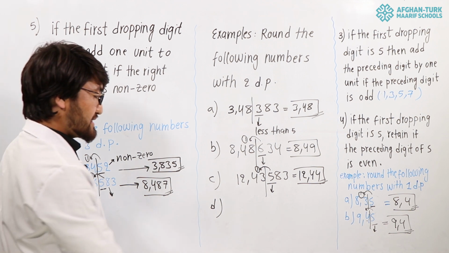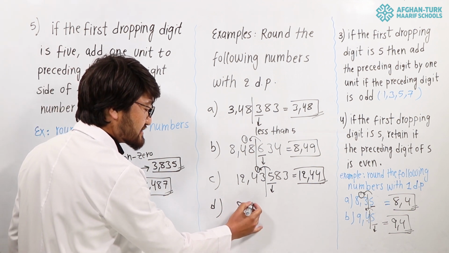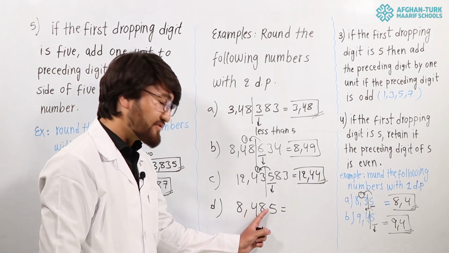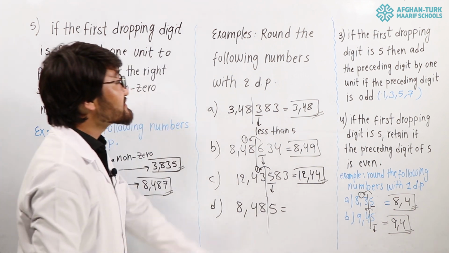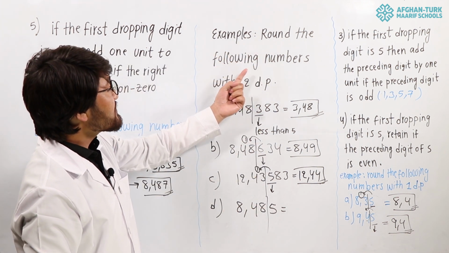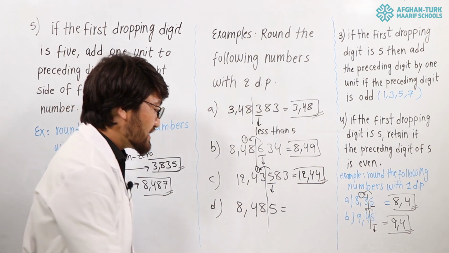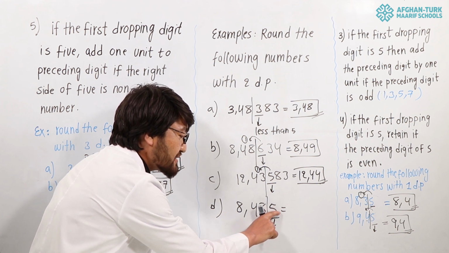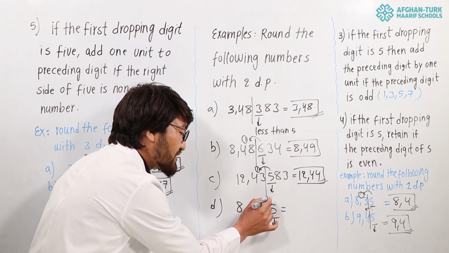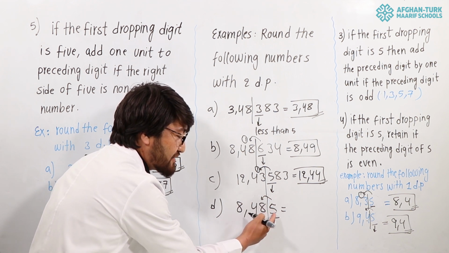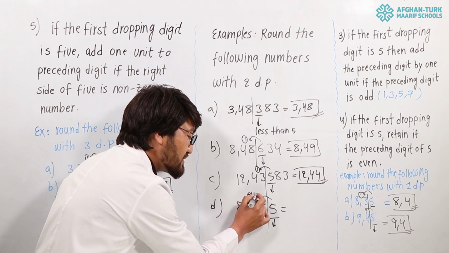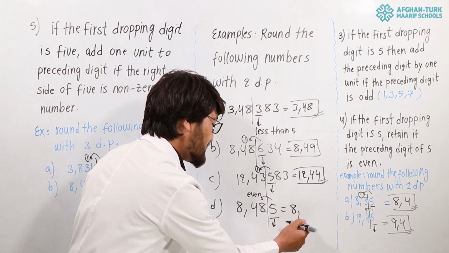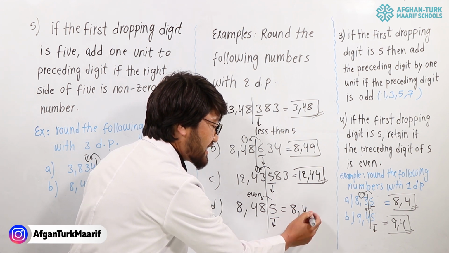Okay, another example. 8.485. We round this number. The question says to round this number to 2 decimal places: 1, 2. The first dropping digit is 5. We look at the preceding digit, which is an even number. We do not bring changes. Okay, what is the answer? 8.48.